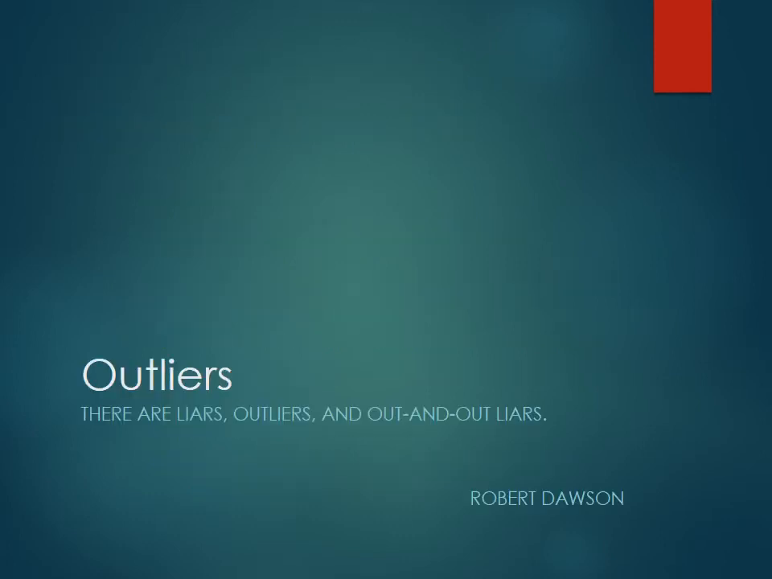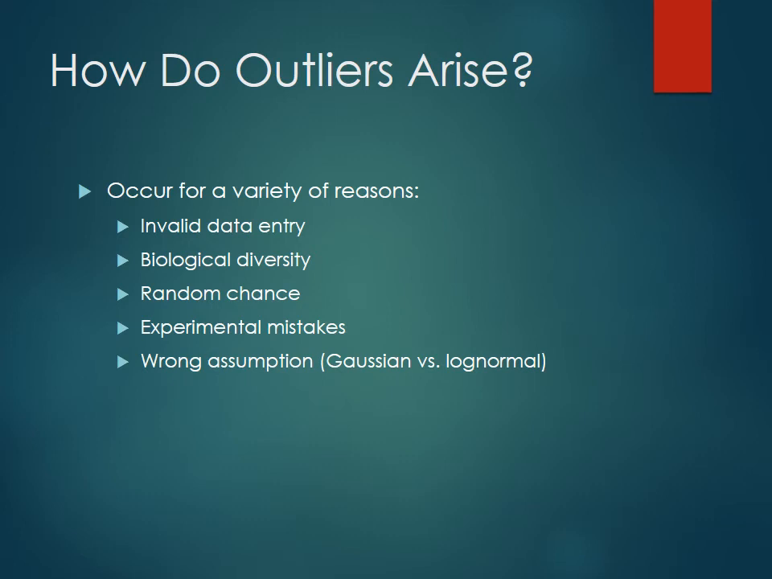So looking at outliers next. We can see that outliers occur for several different reasons. It could be that you have an invalid data entry, it could be due to normal biological diversity or random chance. Sometimes you can have experimental mistakes, or you could have wrong assumptions being made, again, if you had a Gaussian distribution versus a log normal.